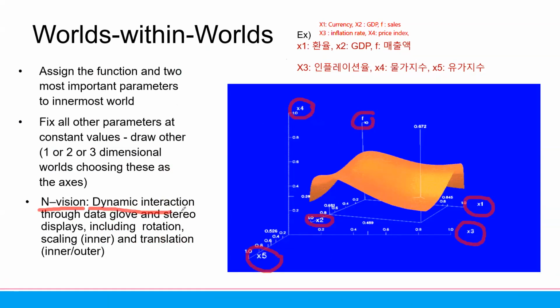It's dynamic interaction through the data globe and the stereo display, including rotation. So we can rotate, or we can scale. We can take a deep view on particular values, or we can translate, moving inner and outer. This is just an example of words within words.